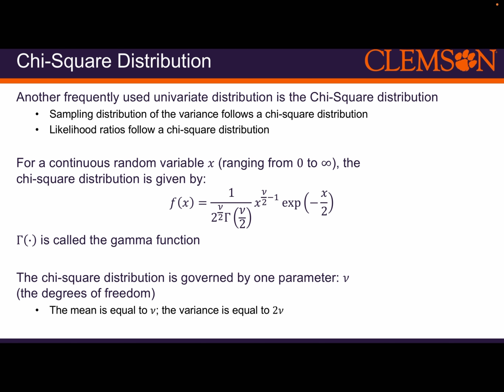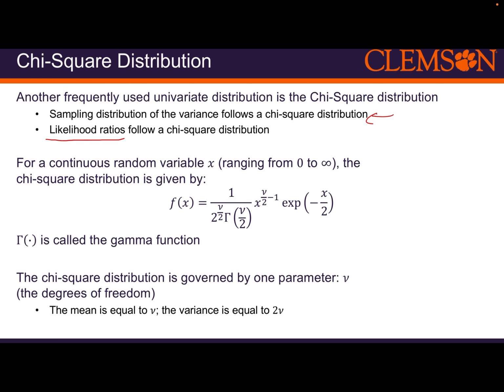The sampling distribution of the variance follows a chi-square distribution. So remember the sampling distribution from basic statistics. It's the distribution of the parameter if you keep doing the same experiment over and over and over again, sampling with replacement for your data, taking successive samples from the same population. We also show that in maximum likelihood, the concept of a likelihood ratio test follows a chi-square distribution.